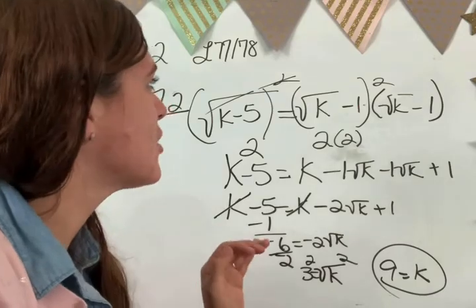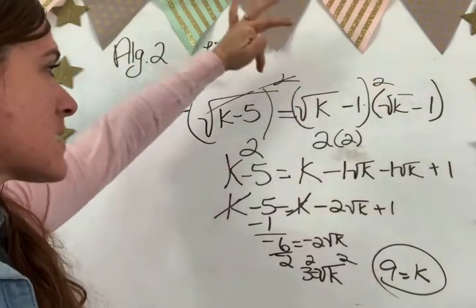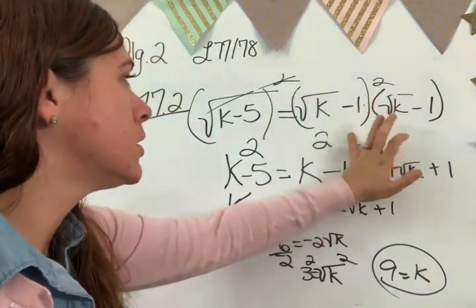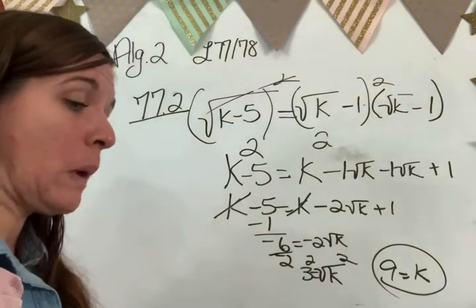I shouldn't even have checked it. Okay, wait. 9 minus 3, oh, that wasn't the original. Duh, it's 2. Sheesh. There. 2 equals 2. So we got it right.